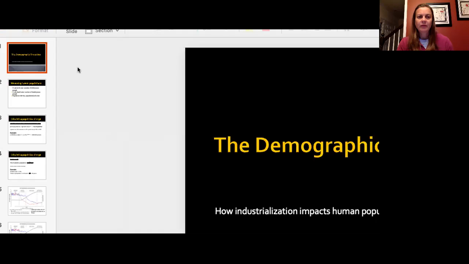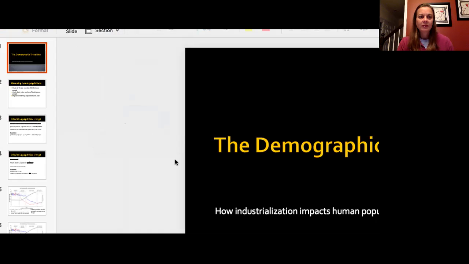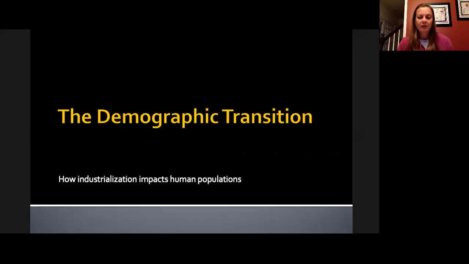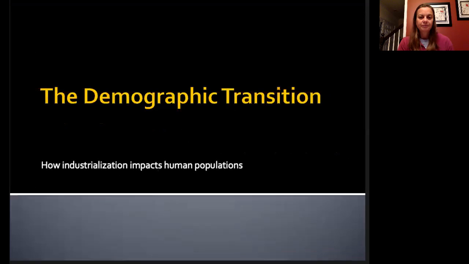Okay, so today we continue our conversation about human populations, and we're going to start to talk about this concept of the demographic transition. So let's jump right in. And before we can talk about the demographic transition, we want to make sure that we can talk about how human population changes, because the demographic transition is all about those changes.